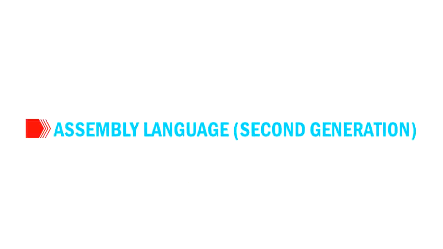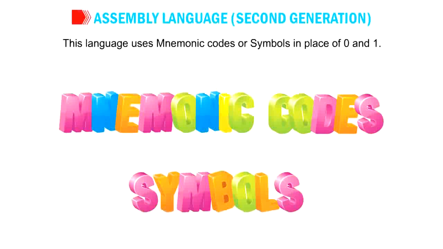Next one is assembly language, second generation or middle level language. This language uses mnemonic codes or symbols in place of zeros and ones. The first programming language using English was developed in 1950, which is known as assembly language. Assembly language is easier to write than machine language. Each instruction is written using codes of letters.